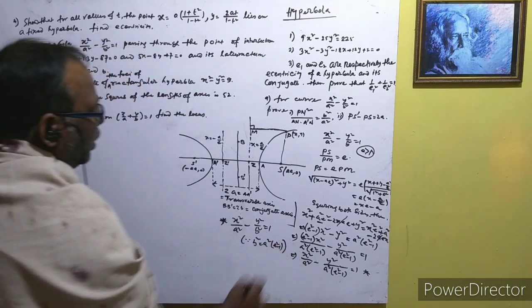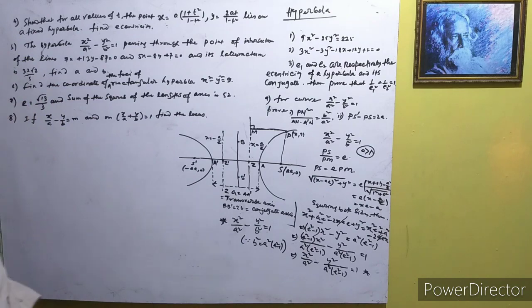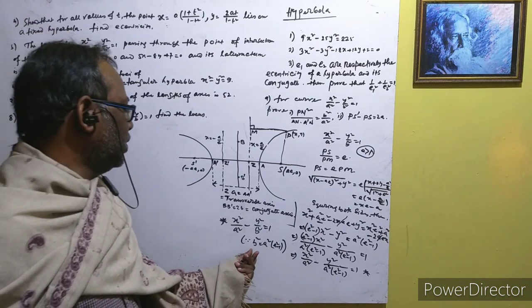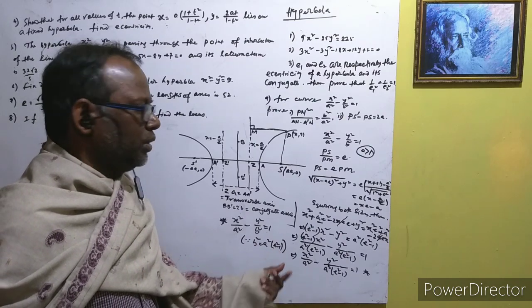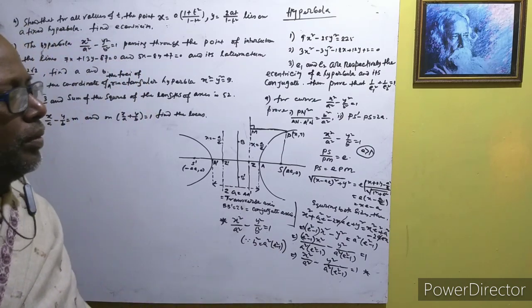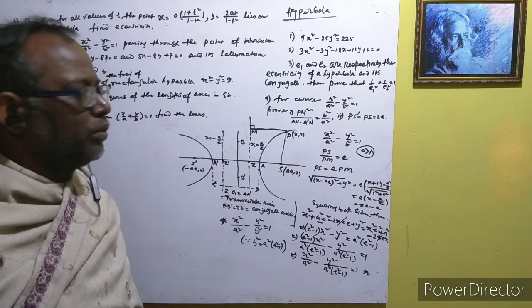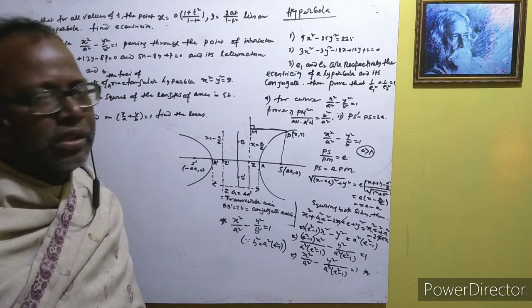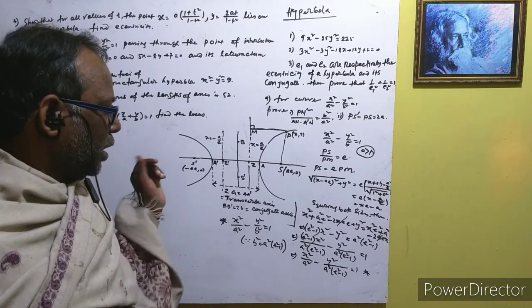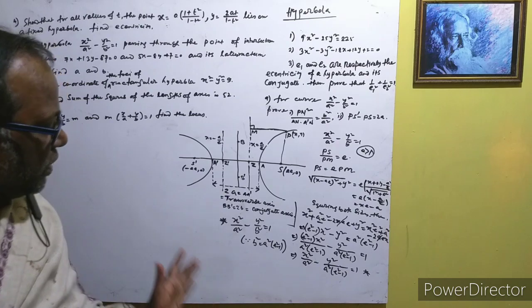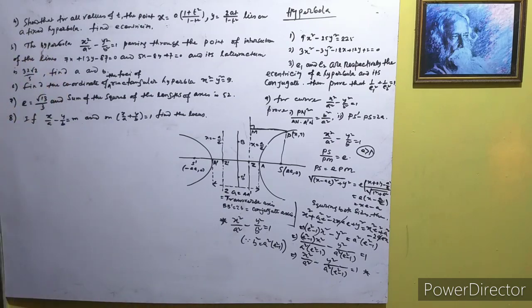Students, see carefully: in the case of the ellipse there was a relation between a and b with e. There was b square equal to a square into 1 minus e square, since you know the value of e there is less than 1, which is 0 to 1. But here e is more than 1, so that's why we can write b square equal to a square into e square minus 1. Okay, so there is a difference between the relations of b, a and e.